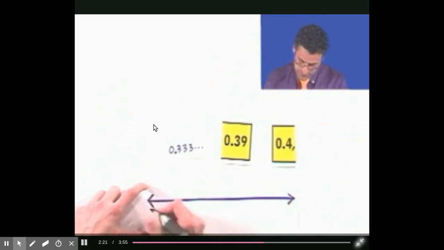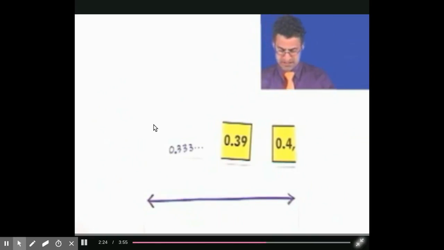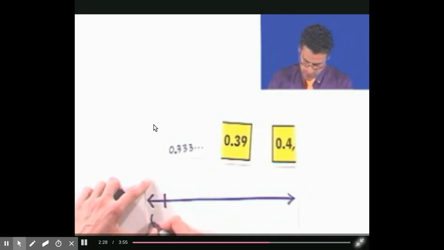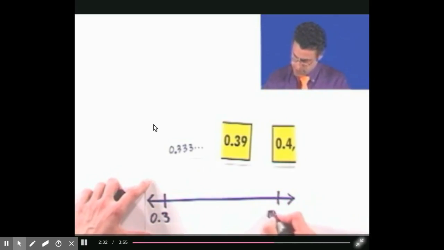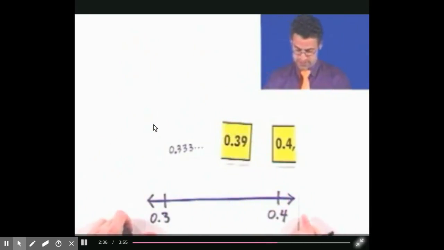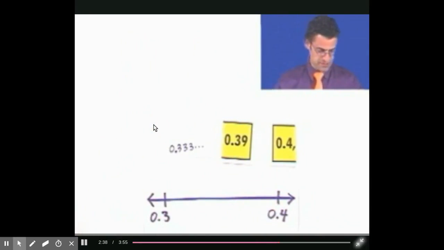I'm going to enlarge the number line to show lots of detail here. In fact, I'm just going to show you the number line from 0.3 to 0.4. So this is a real close-up into the number line. Well, where are these numbers?